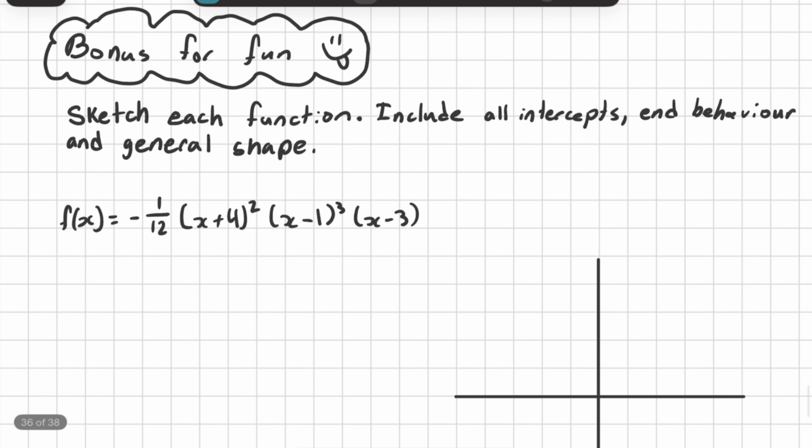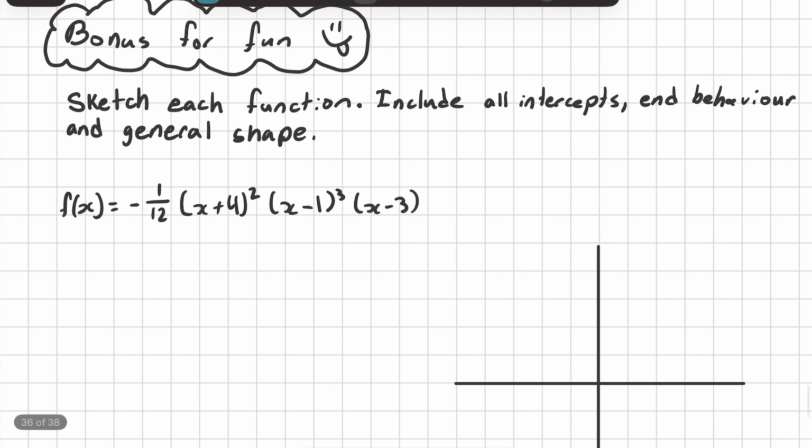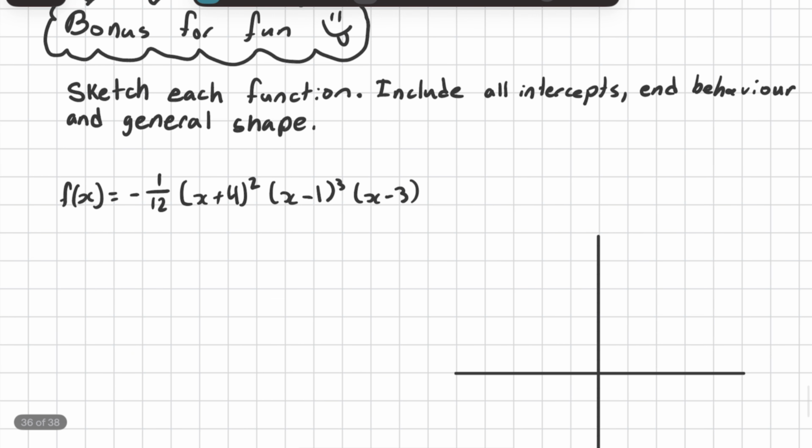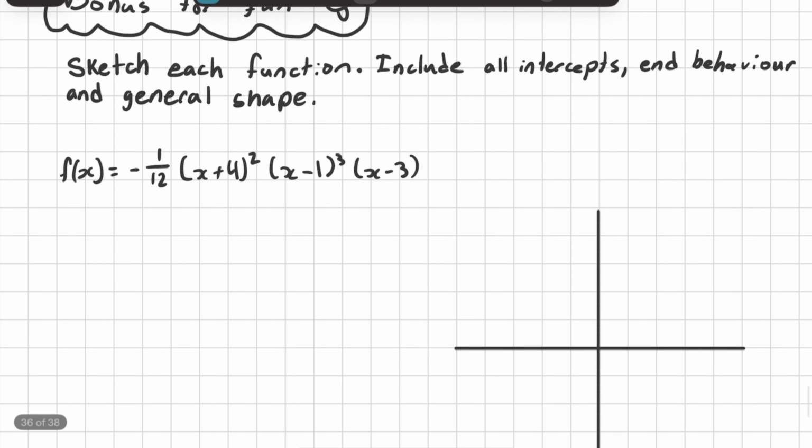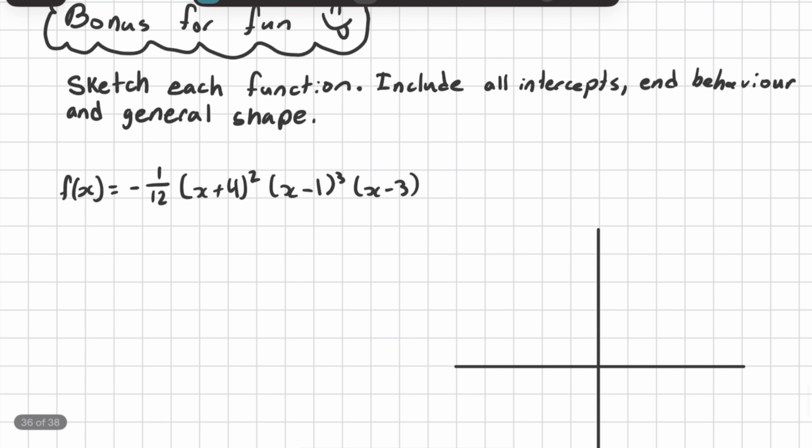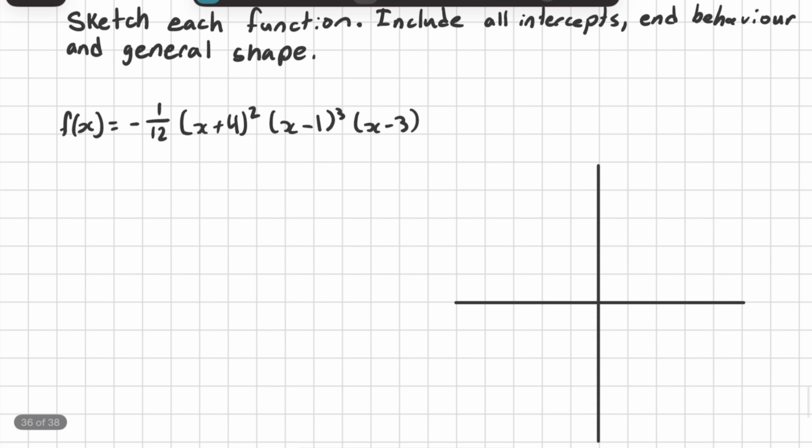Alright, now we got some bonus questions. Yay! Bonus questions! So we're going to be sketching. I have two of these: sketch each function. Include all intercepts and behavior and general shape. So basically what you want to go ahead and do here is you just start by writing out leading coefficient, and then I like to do my degree. This is just to help with sketching it. If you don't want to do it this way, you don't have to. This is just what I find is the easiest way.